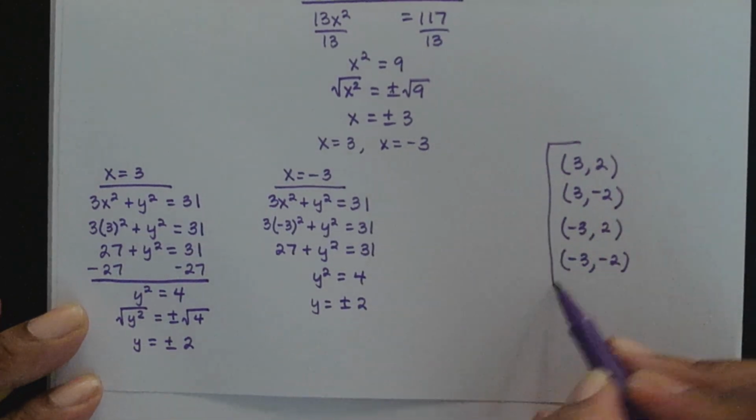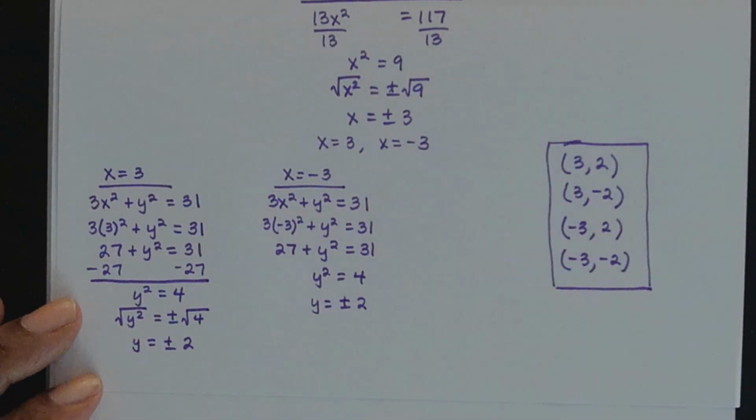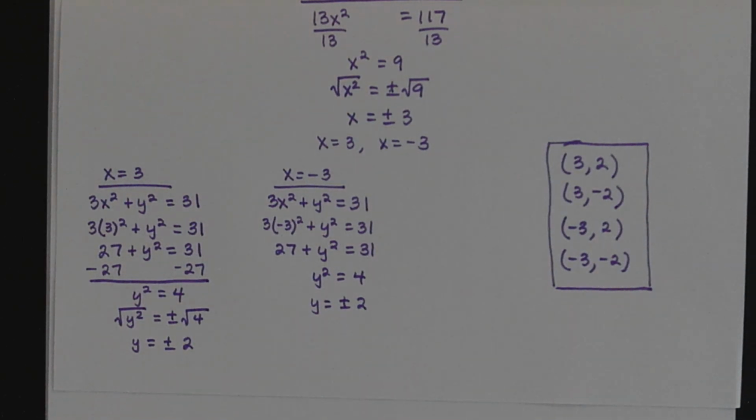So these are all of the 4 solutions that satisfy this system of nonlinear equations. 3, 2, 3, negative 2, negative 3, 2, and negative 3, negative 2. Are there any questions about problem number 15? Or does anybody have any questions about what will be on exam number 4 on Tuesday?